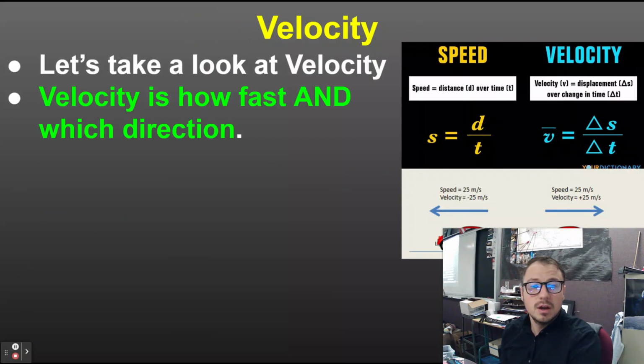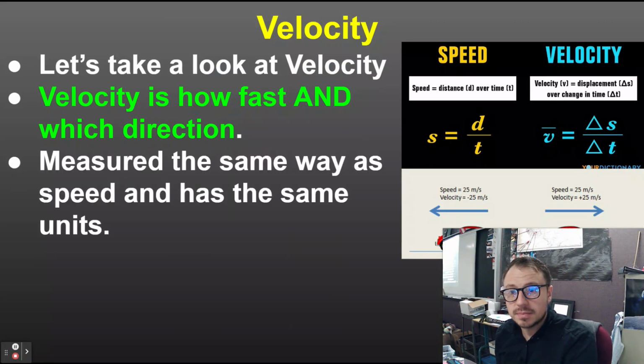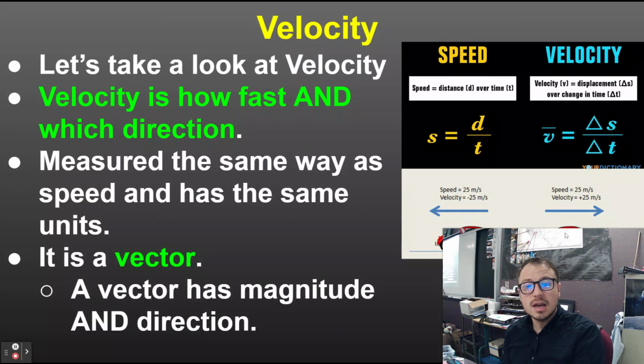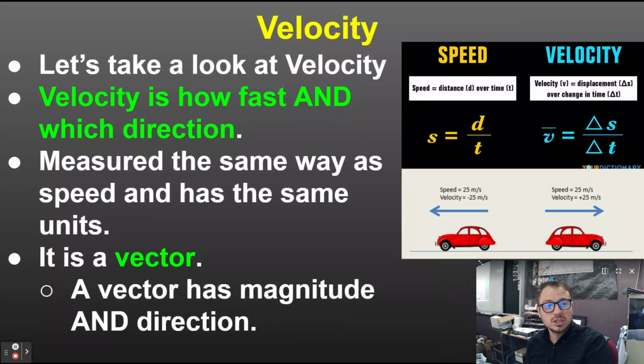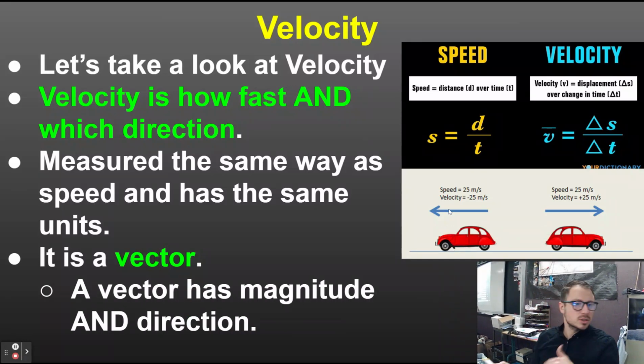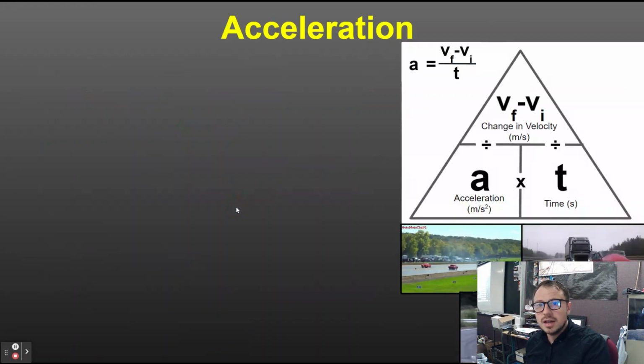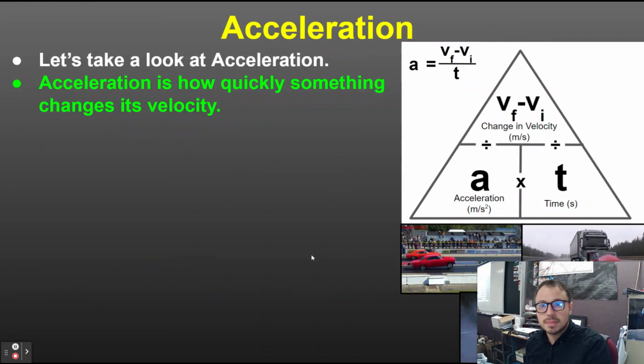So here's velocity. Remember, velocity is how fast and which direction an object is traveling. Measured the same way as speed, it has the same units, meters per second. Now, it is a vector quantity. Vector has both magnitude and direction. So if you look over here, I've got 2 cars. One's going to the right, one's going to the left. They're both going the same speed, 25 meters per second. Now, one is going in the positive direction, positive 25 meters per second, and the other is going in the negative direction, negative 25 meters per second. Direction does matter.